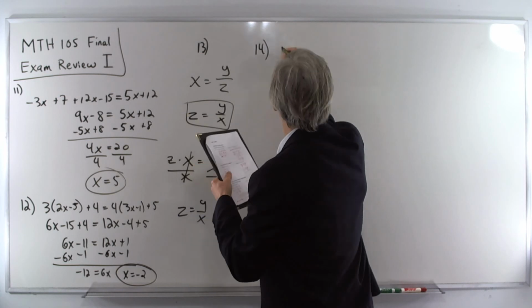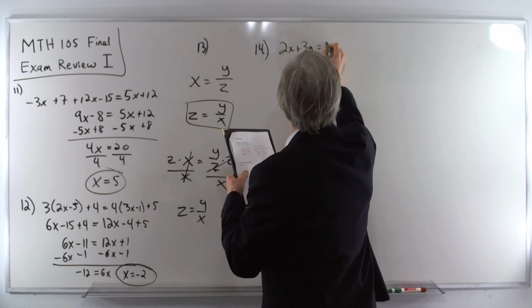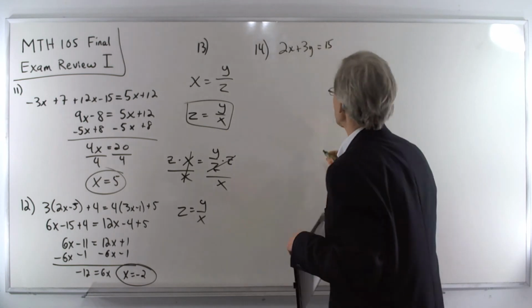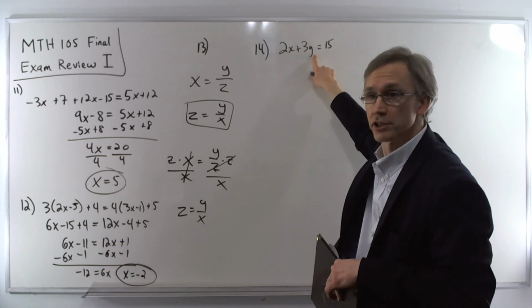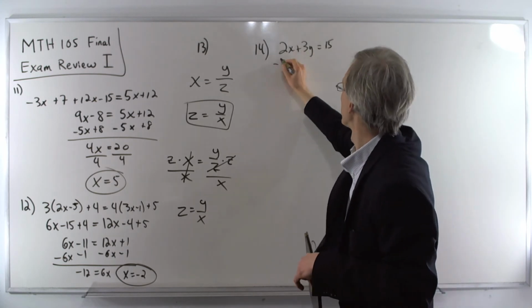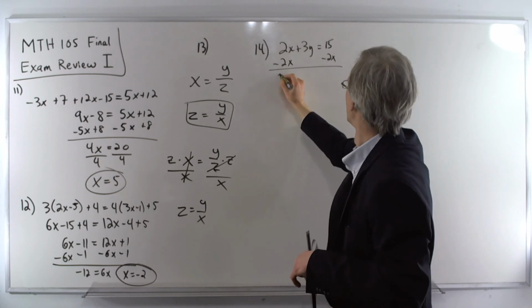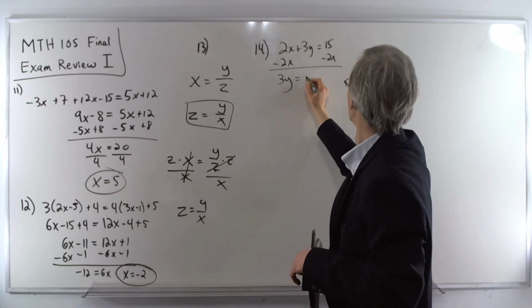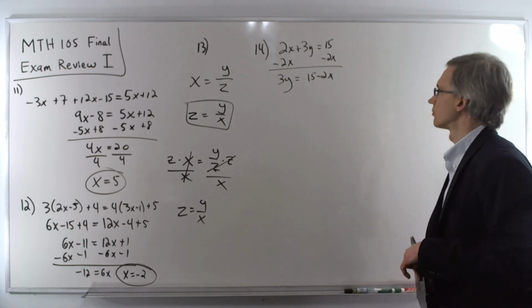We're going to solve for y. We got 2x plus 3y equals 15. So we want to get y by itself. When solving, always start with addition, subtraction. So let's get rid of the 2x on each side. All right, so 15 minus 2x then on the right.